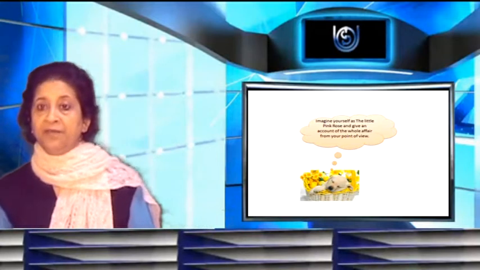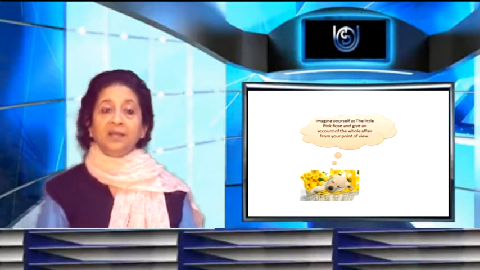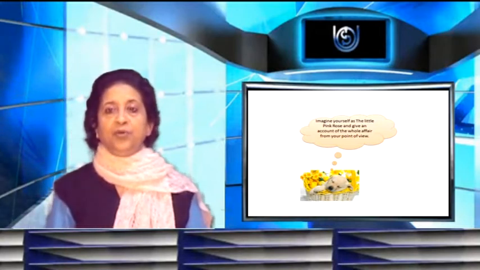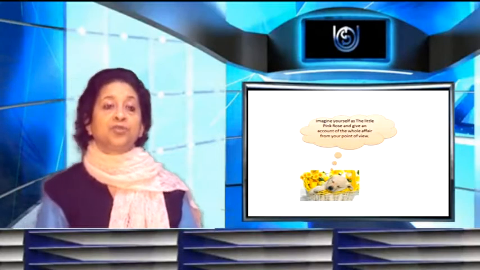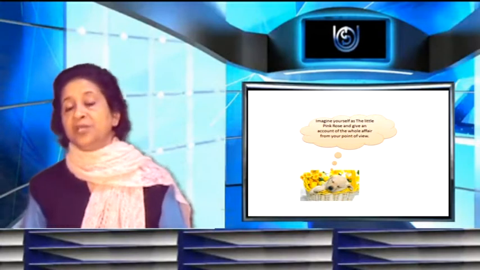So you can imagine yourself as a little pink rose and give an account of the whole affair from your point of view. As you have seen in this story, the whole story is around the pink rose. So you can imagine yourself to be a pink rose, and then you can write a story taking clues from the story. This is all about today's session. Thank you.